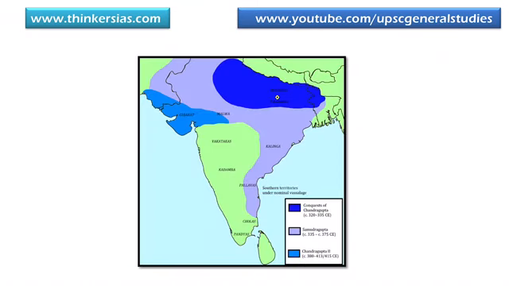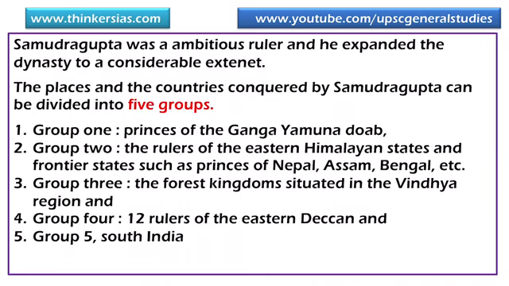This map shows the conquest of three kings of Gupta Empire. Grey area shows the conquest of Samudragupta during his period. It is more than compared to other kings. Samudragupta was an ambitious ruler and he expanded the dynasty to a considerable extent. The places and the countries conquered by Samudragupta can be divided into 5 groups.